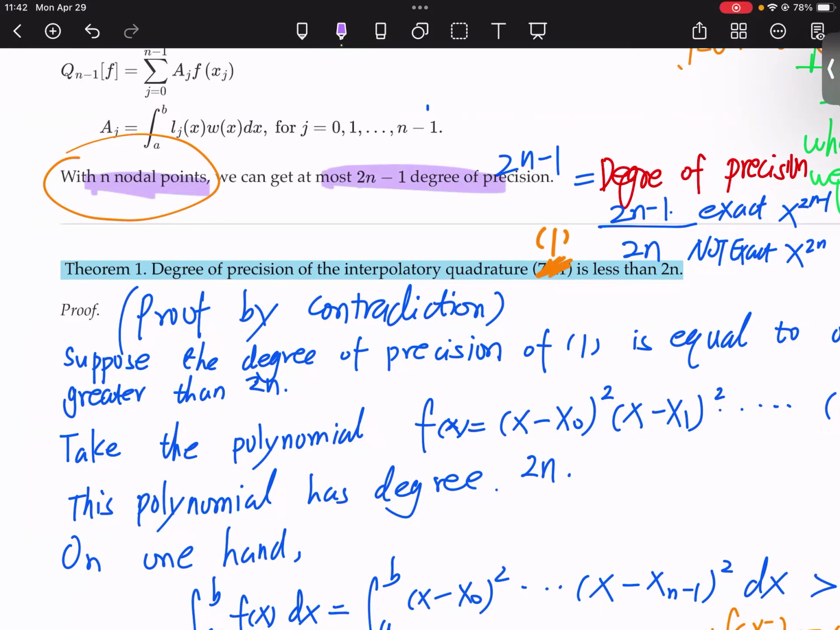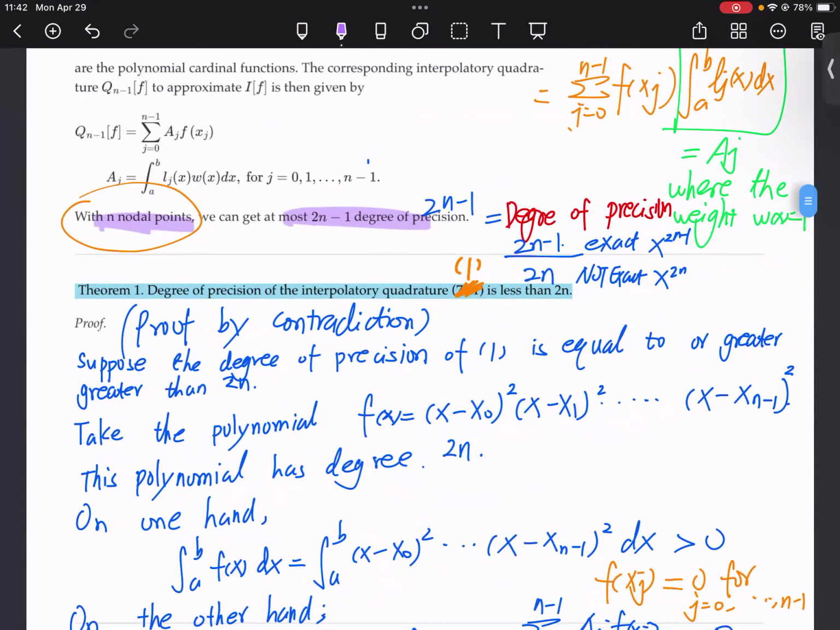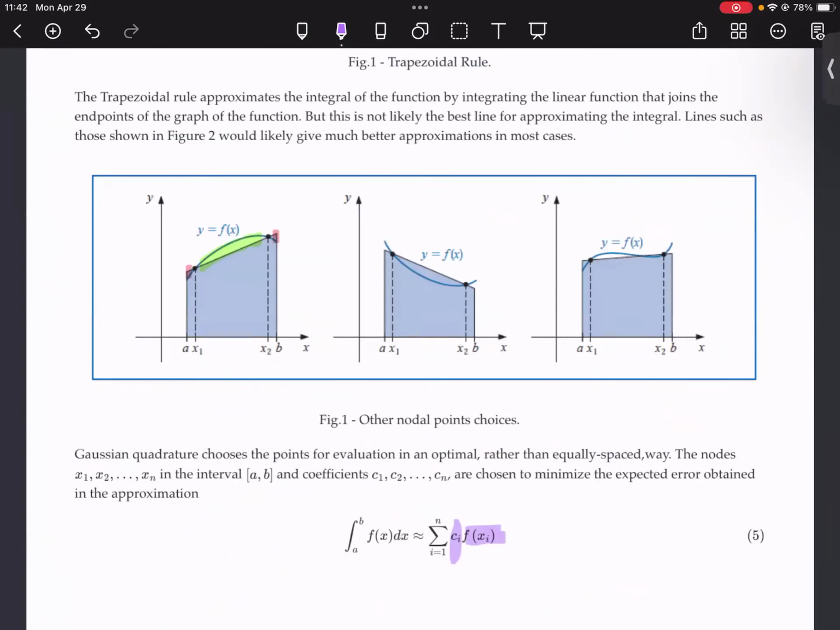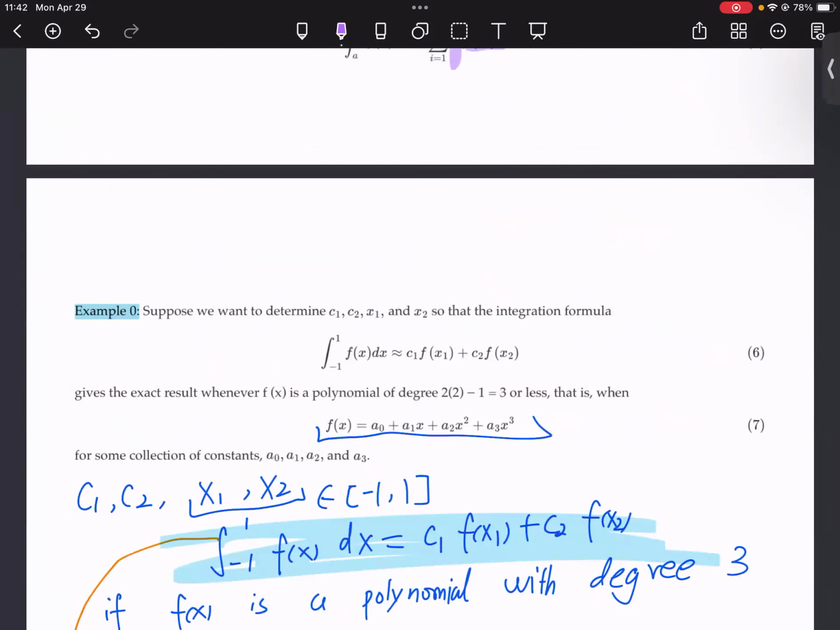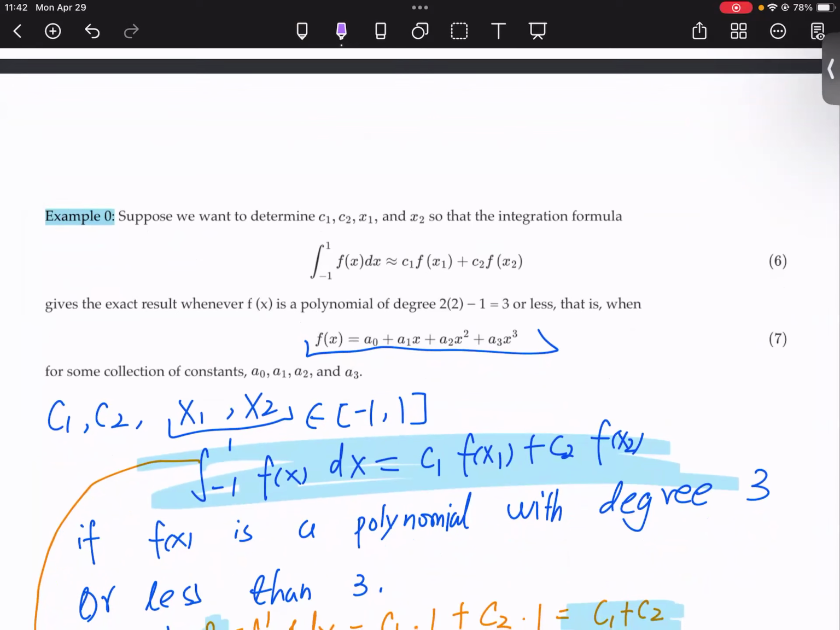So let's get back to that problem, because sometimes the index could be confusing. Sometimes the node points start with 0, sometimes with 1. But here, this question begins with 1. It doesn't matter how many node points we have. If we have 2 node points, what is the highest degree of precision we can achieve? We can have 2 times 2 minus 1. With n the number of node points, 2n minus 1 is the highest degree of precision we can get.